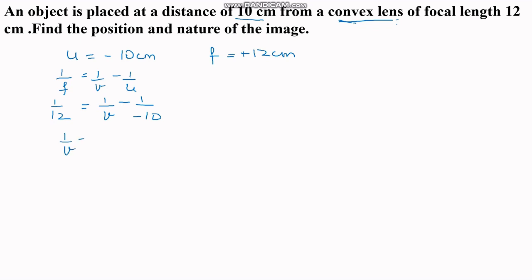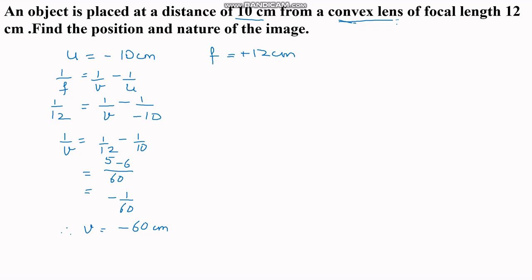So I can rewrite this as 1/v = 1/12, and minus minus becomes plus, so when you take it to the other side it becomes minus 1/10. So this will give me, with LCM 60, 5 minus 6, and finally I get minus 1/60. Therefore, v = −60 centimeter.